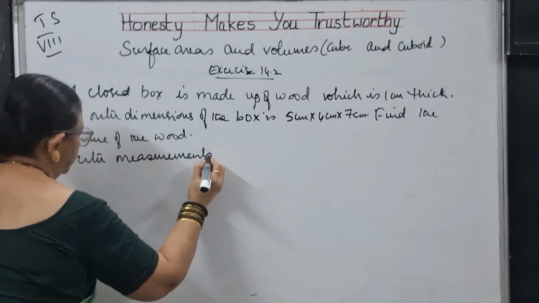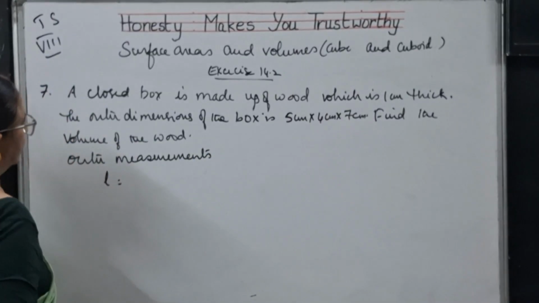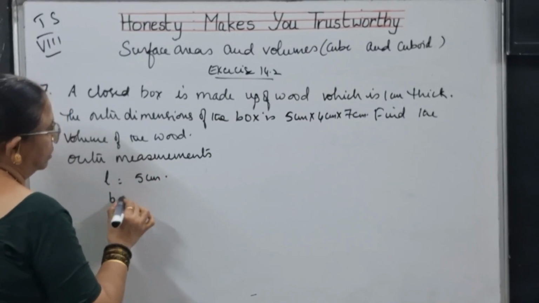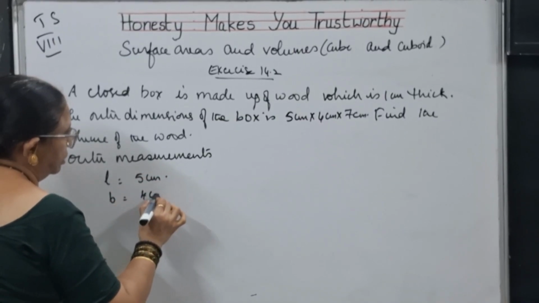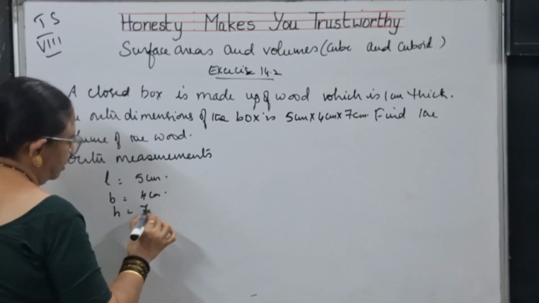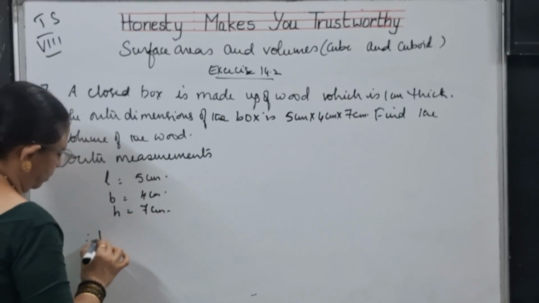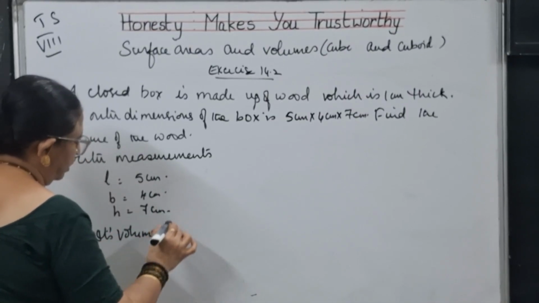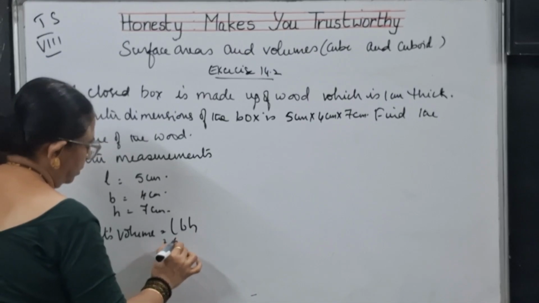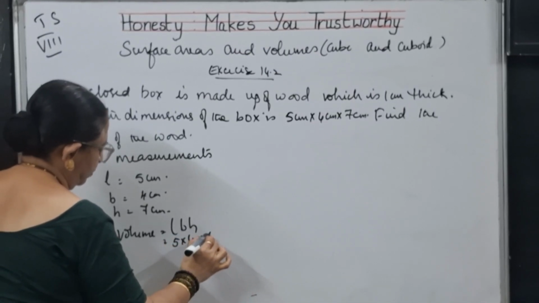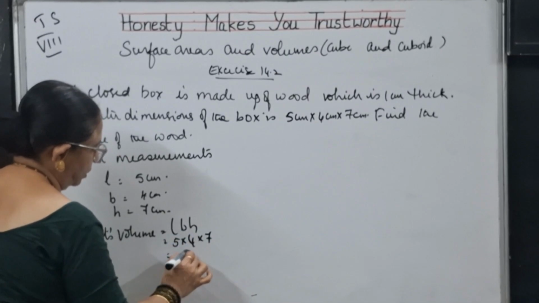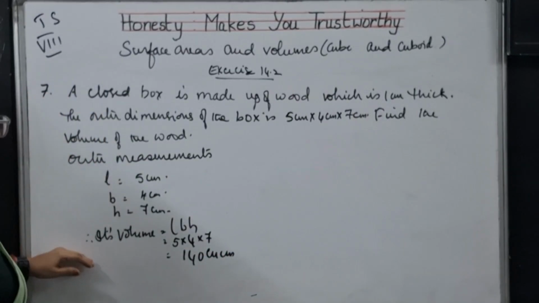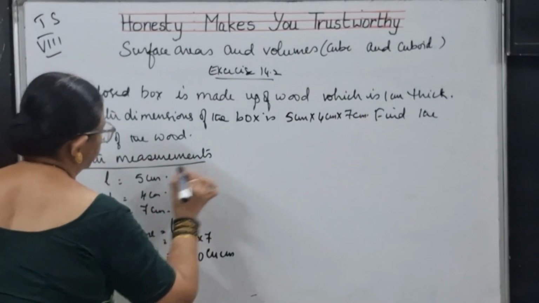What are the outer measurements? Length is given as 5 centimeters, breadth is 4 centimeters, and height is 7 centimeters. Therefore, what is its volume? Its volume will be L into B into H, 5 into 4 into 7. 5 fours are 20, 20 sevens are 140. 140 cubic centimeters is the outer measurements volume.